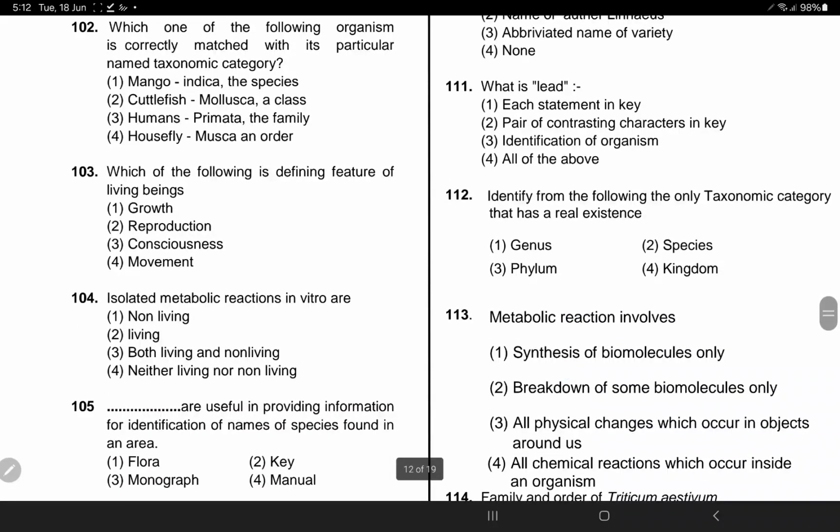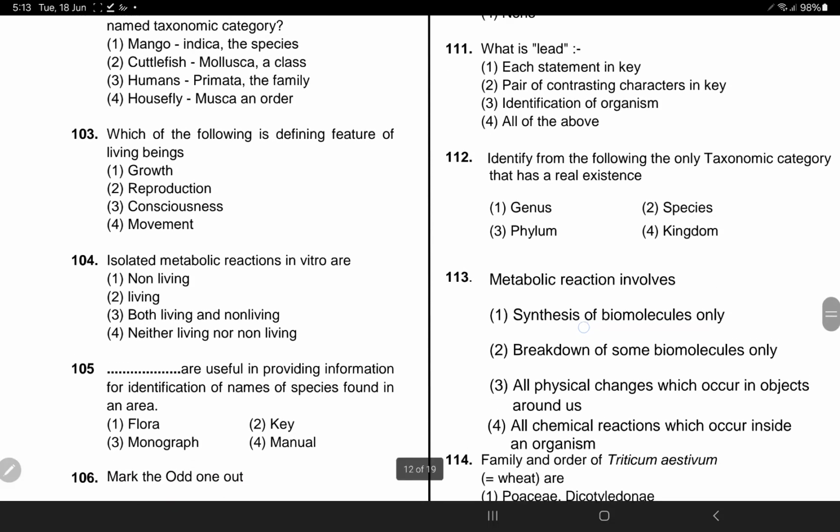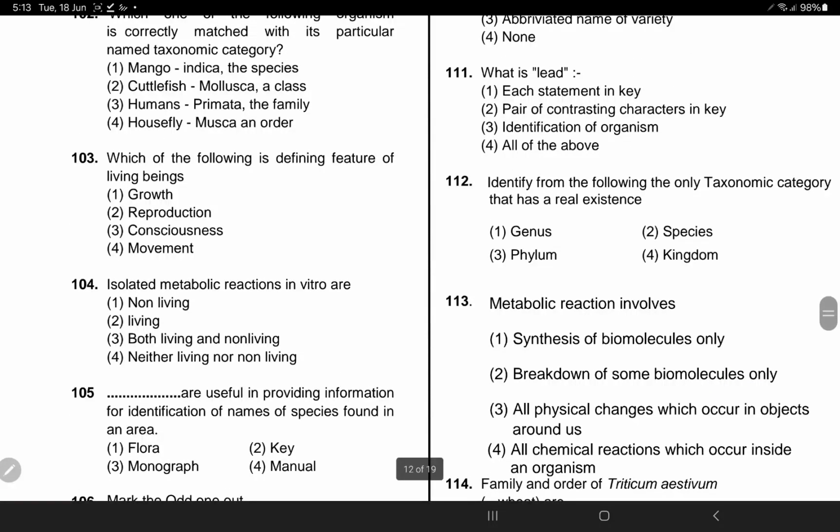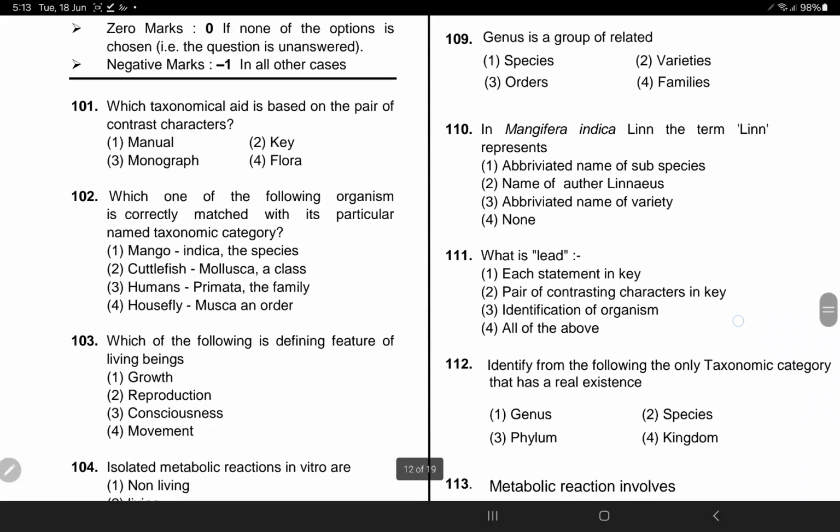105. Dash are useful in providing information about the description of names of species, for identification of names of species in a particular area. That is manual. So you have to find the odd one out. The taxon is the odd one out, right? Because the remaining all come under one set.